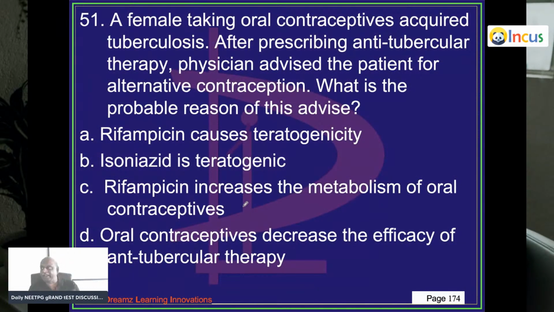A female taking oral contraceptive acquired TB. After prescribing antitubercular therapy, alternative contraception. Why? Because rifampicin increases the OCP metabolism. All P450 inducers, P450 inhibitors.